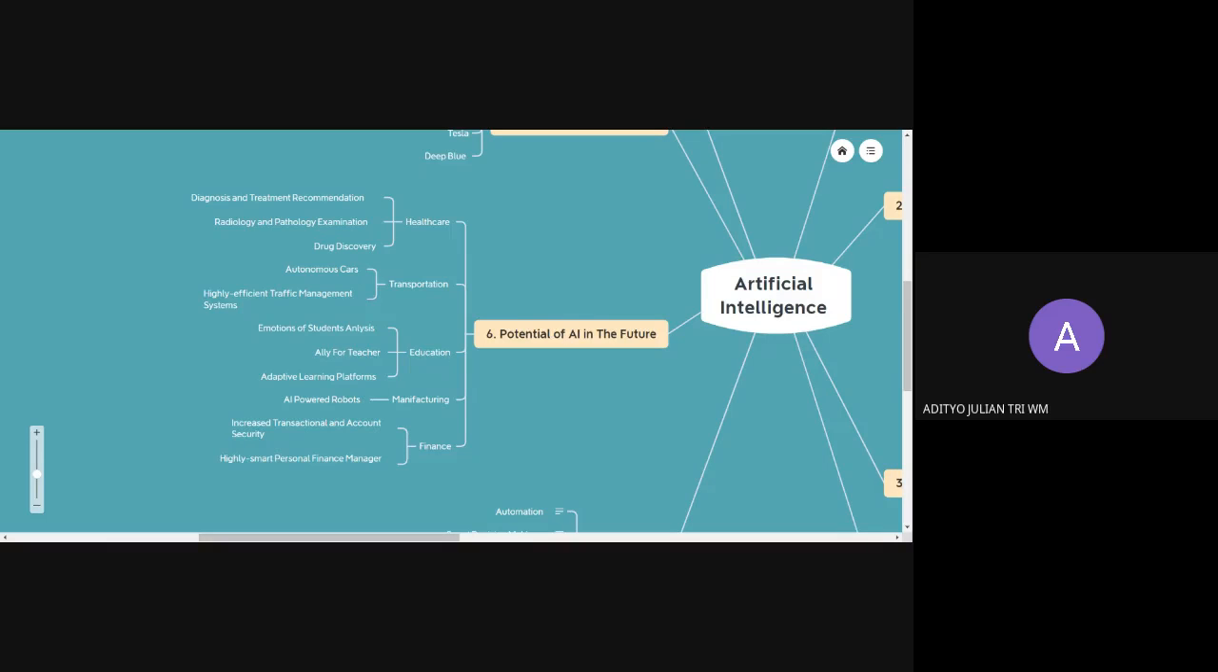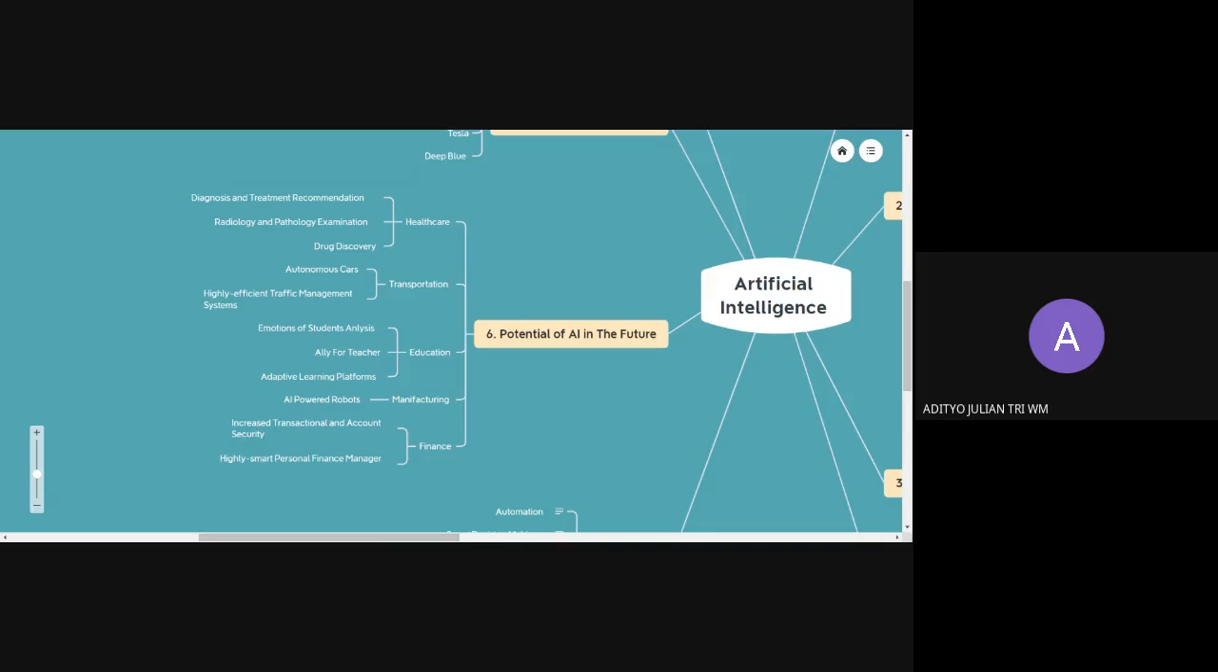And then the next segment is transportation. The first potential is autonomous cars. This will contribute to the reduction of traffic, the improvement of safety aspects, and the bigger accessibility of vehicular transportation. And then the next one is a highly efficient traffic management system. So the automation of traffic light systems, routing assets, prediction of the needs of repairs, and parking systems will support smart city development.